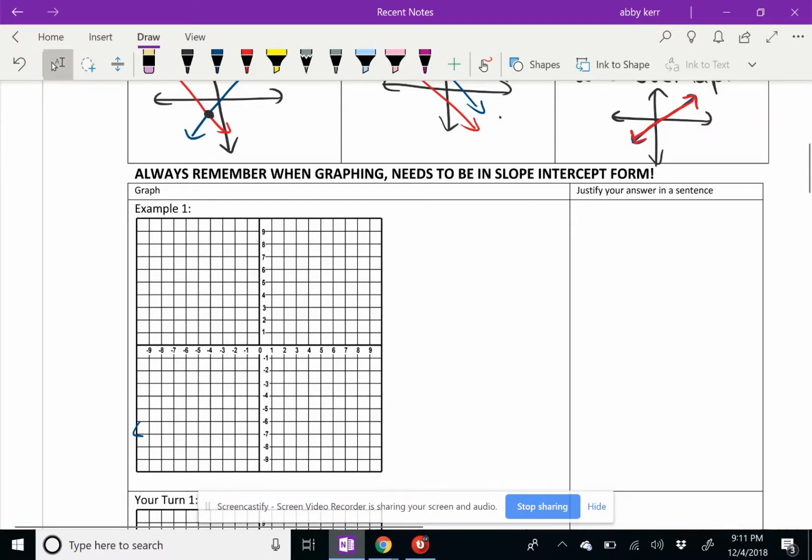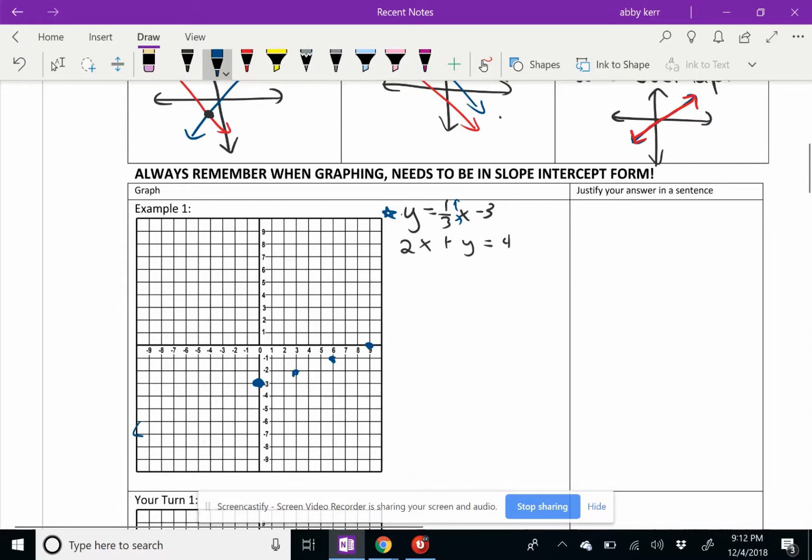Now, in example 1, the two equations I gave you in notes were y equals 1/3 x minus 3, and also 2x plus y equals 4. Now remember, it needs to be in slope-intercept form, which the first equation is. So I'm going to draw my first one in blue. We're going to go down to 3 because that's our y-intercept. And then my slope says go up 1, right 3. So I'm going to go up 1 place, move 3 to the right, up 1, move 3 to the right until I run out of room.